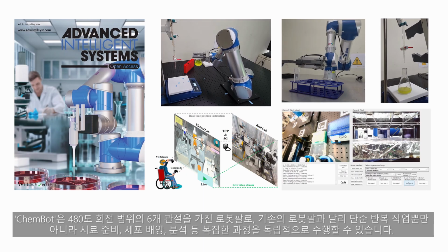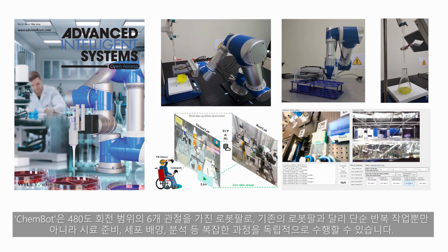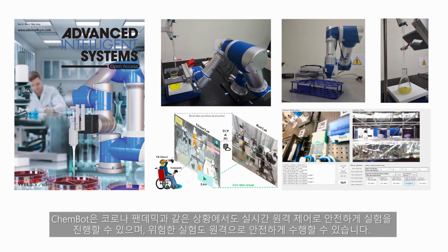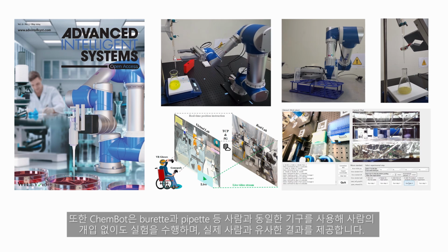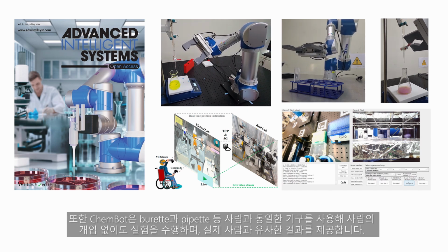ChemBot is a robot arm with 6 joints and a 480-degree rotation range. It can perform complex tasks like sample preparation, cell culture, and analysis independently. It supports real-time remote control for safe execution of dangerous experiments and uses equipment like burettes and pipettes to deliver similar results without human intervention.